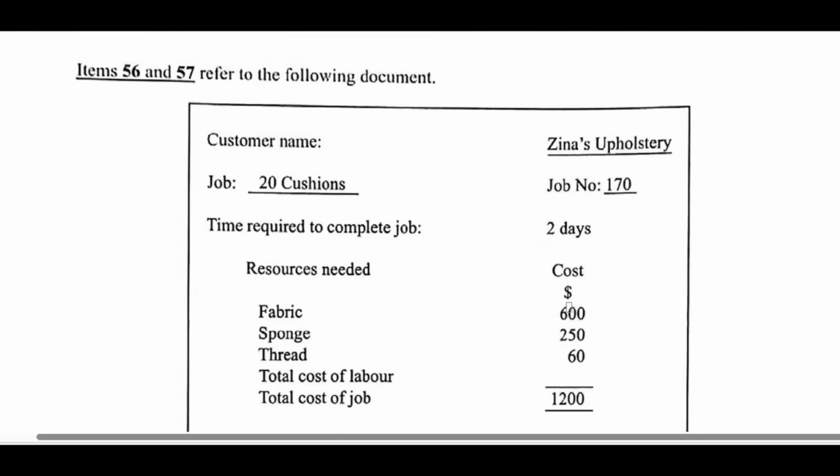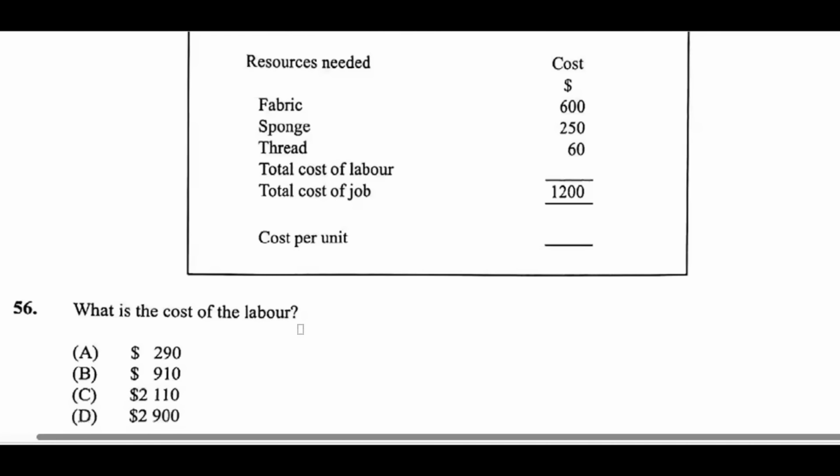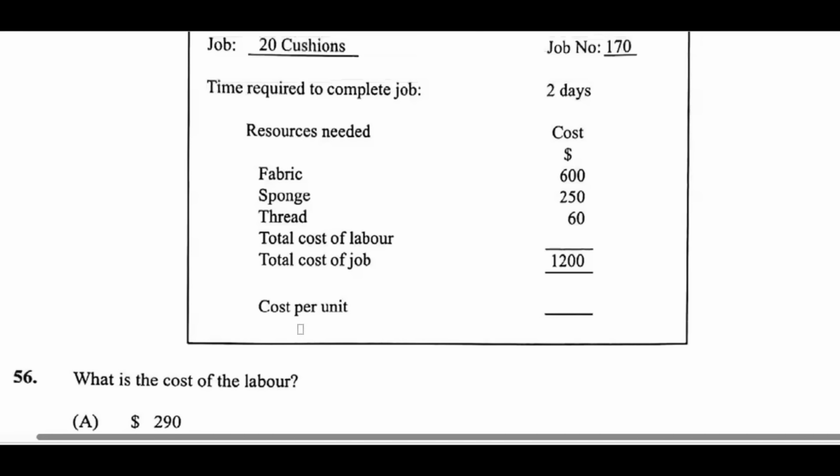This is 56 and 57. What is the cost of the labor? Let me just change this. So the fabric is $600. We're gonna make cushions, right? The fabric is $600. The sponge is $250. The thread is $60. I'm gonna add all of this up.